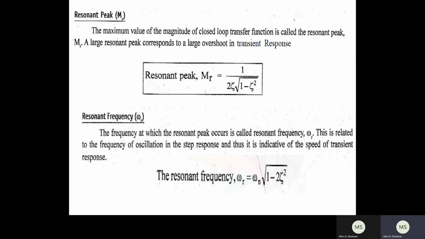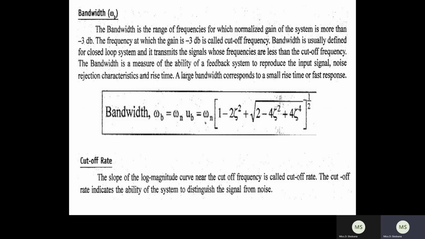The resonant frequency will be omega R, which is nothing but the frequency at which the resonant peak occurs. The resonant frequency omega R will be equal to omega n into root of 1 minus 2 del square. Here you can see in the resonant peak formula and the resonant frequency formula, if you know the natural frequency and the damping ratio values, then you can automatically determine all these frequency domain specifications. Then we can go to bandwidth.